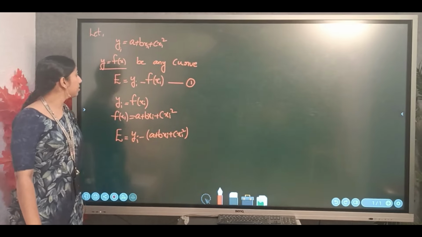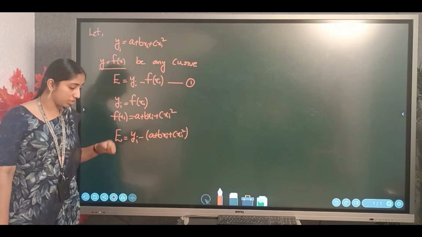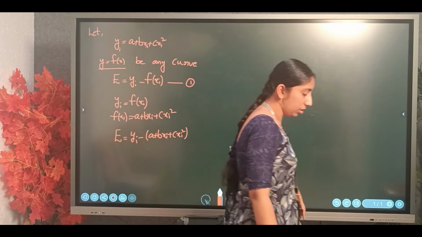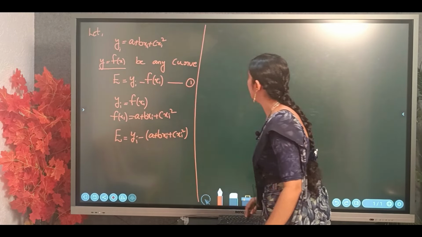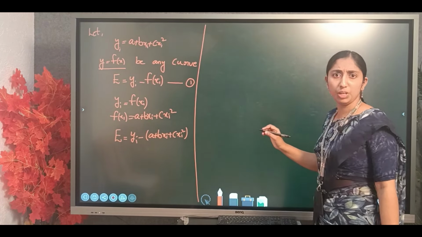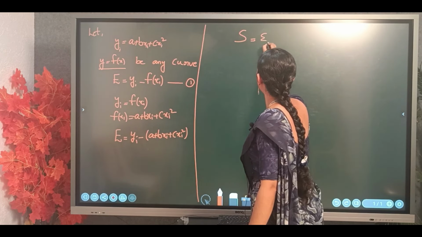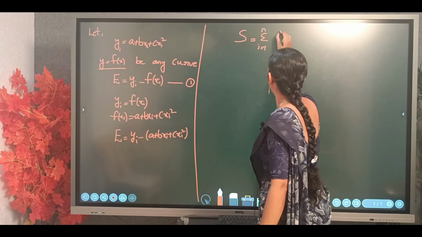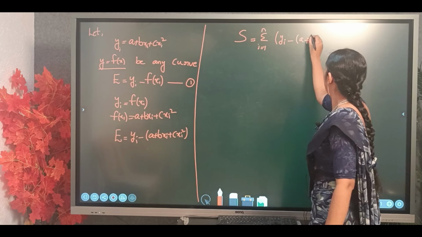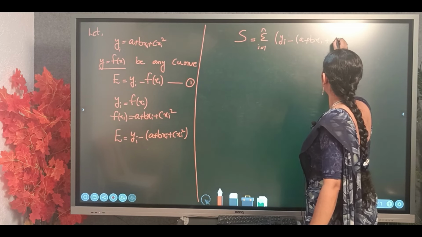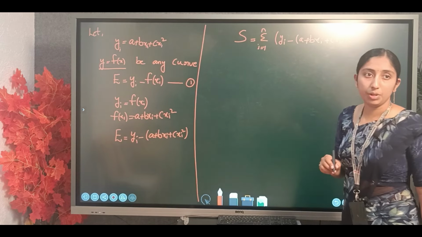I have already said that first you consider a parabola, next the error of approximation, and after that you consider the principle of method of least squares. That means the principle of least squares is minimizing the sum of squared errors. Let it be capital S, that is equal to summation i is equal to 1 to n of the squared errors, where the error is yi minus (a plus bxi plus cxi square), whole square. So let it be capital S.